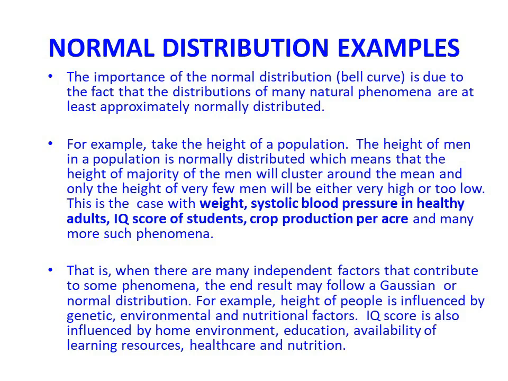That is, when there are many independent factors that contribute to some phenomena, the end result may follow a Gaussian or normal distribution. For example, height of people is influenced by genetic, environmental and nutritional factors. Similarly, IQ score is also influenced by home environment, education, availability of learning resources, healthcare and nutrition.